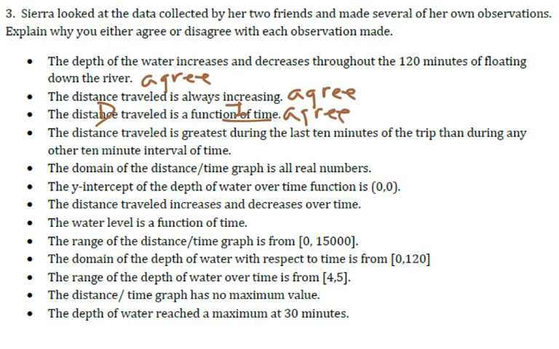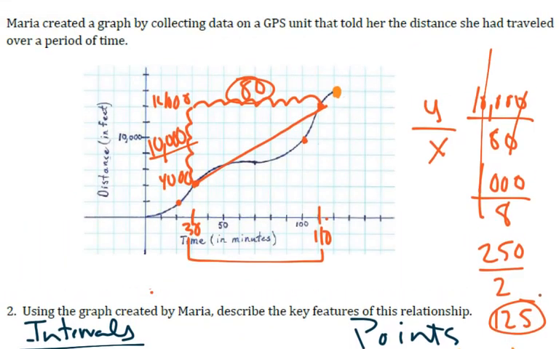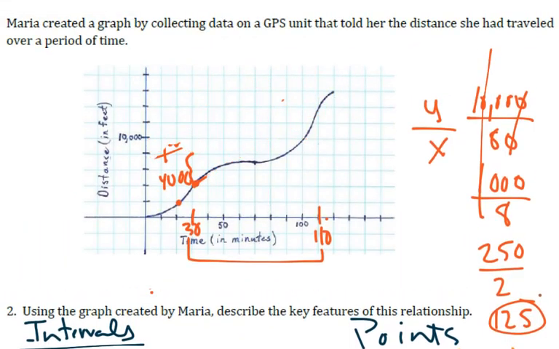The distance traveled is greatest during the last 10 minutes of the trip than during any other 10-minute interval of time. So that would be kind of like looking at the slope here. So we're saying we're traveling the fastest, so if we're going faster, our distance should be steeper, right? We should be going more distance. So is this steeper than any other part here? Okay, that's what you're kind of trying to ask yourself in a 10-minute amount of time. So here's pretty slow. That's faster than that one. That one's faster than this one.